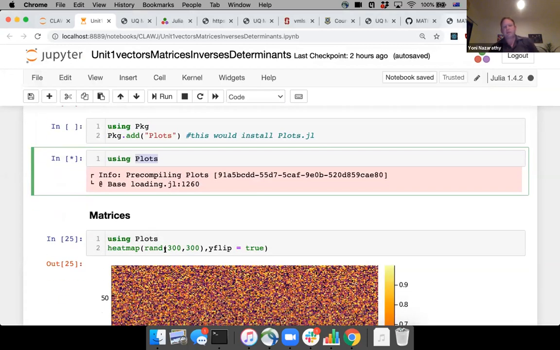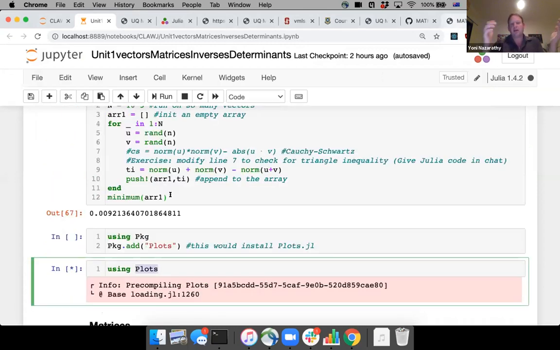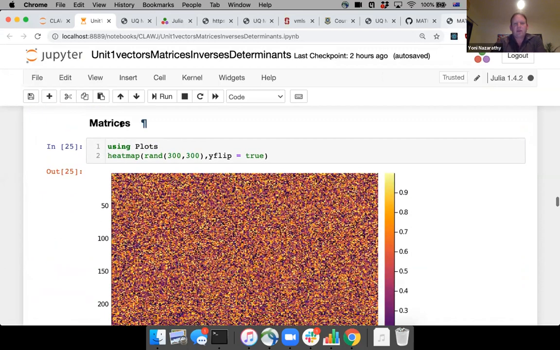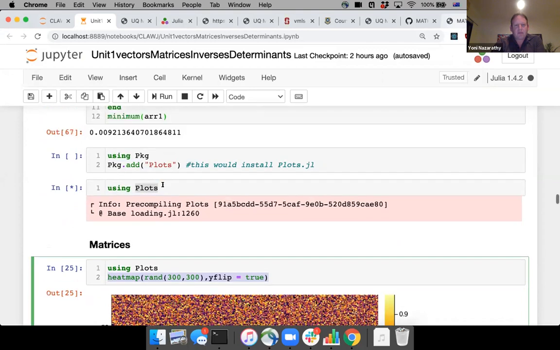In the meanwhile, let's speak about matrices. All right. I wanted to do a plot, a histogram of this array, which is kind of interesting. Histograms are kind of interesting, but let's speak about that later. Let's let this plots work. So here's matrices, and actually we're using here plots. I don't know why it needs to pre-compile again. Maybe there's an update to plots, I'm not sure.